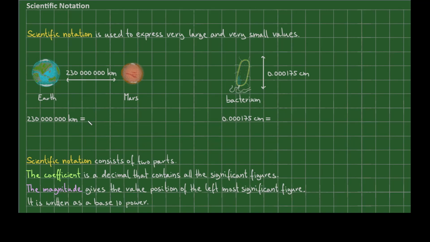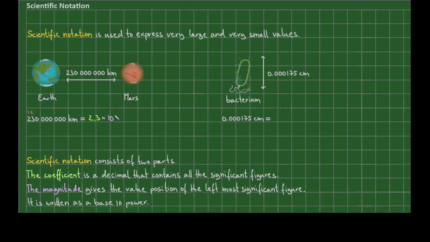So what does that look like in case of our 230 million kilometers? This distance has two significant figures, the 2 and the 3, and they will be part of my coefficient. However, the coefficient has to be written as a decimal value. This means that we need to place the decimal point after the first significant figure, in this case the 2, and so we will have 2.3. The coefficient must be multiplied by a magnitude, and that magnitude will be written as a base 10 power. So I can already write multiplied by 10.